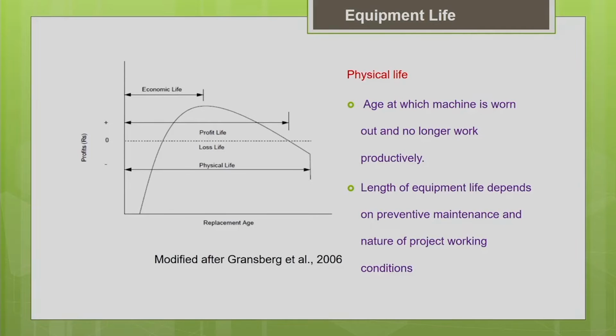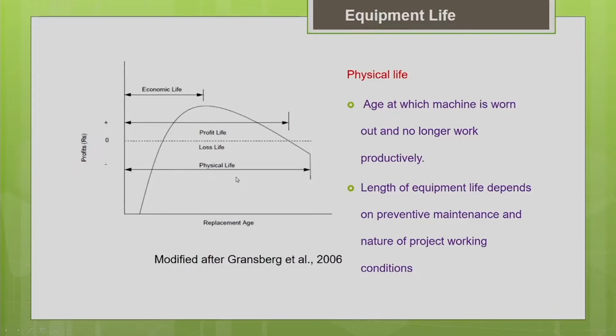There are different ways to define the equipment life. This graph shows you the pictorial presentation of the equipment life. You can see that you have the replacement age on the x-axis and the profit on the y-axis. This is the physical life of the machine. Physical life refers to the entire life of the machine, as you can see in the picture. That means it is the period between the moment you purchase the machine and the moment you abandon, scrap, or replace your old machine with a new machine. That is the physical life of the machine.